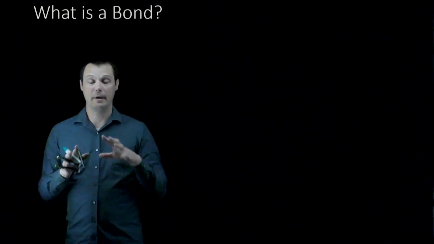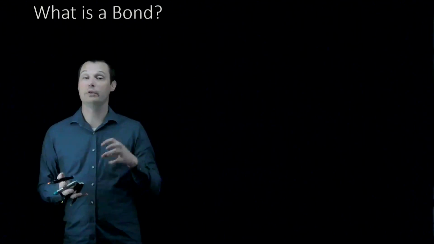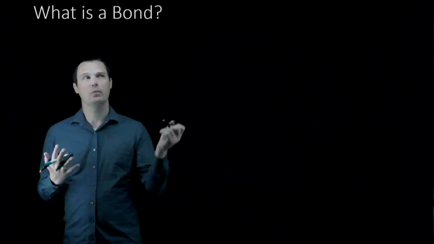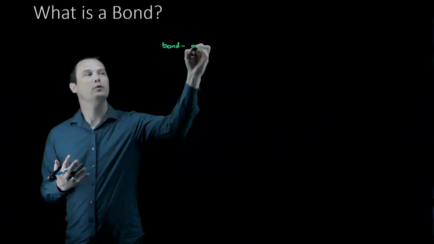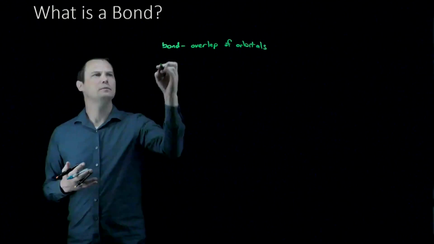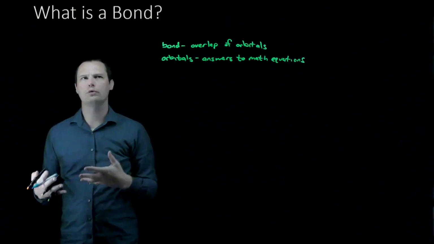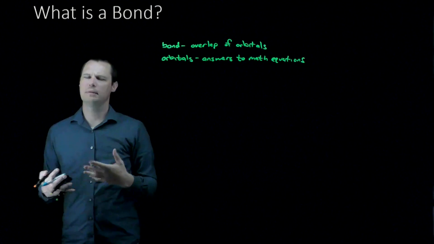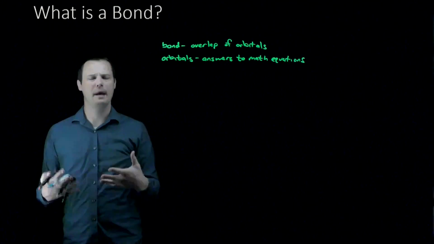So how do orbitals overlap? Recall from that video that orbitals are the answer to a very complicated math equation that defines a volume of space within which it's probable to find an electron. On the one hand, a bond is an overlap of orbitals, but orbitals are answers to math equations. So how do we overlap math equations? That doesn't make a lot of sense. How do you overlap math equations?